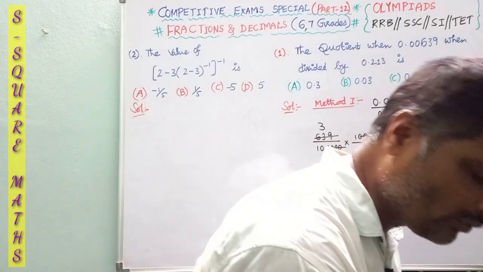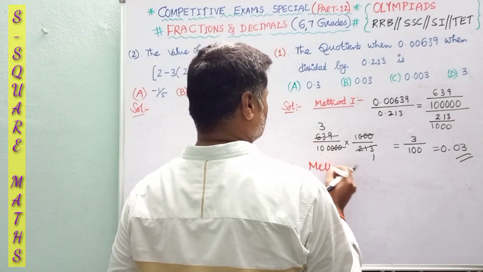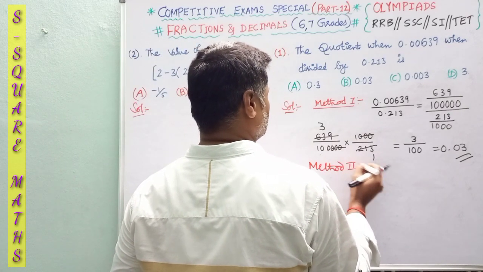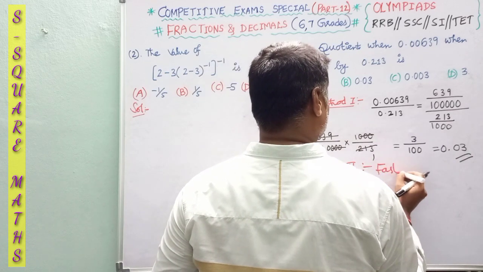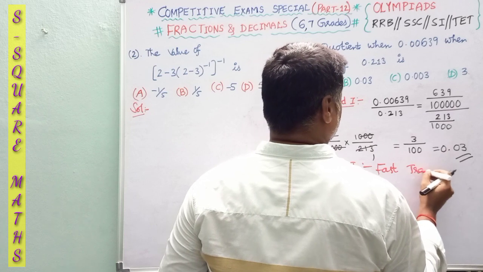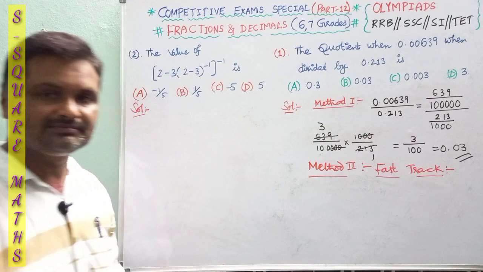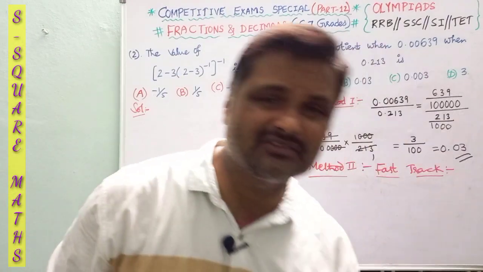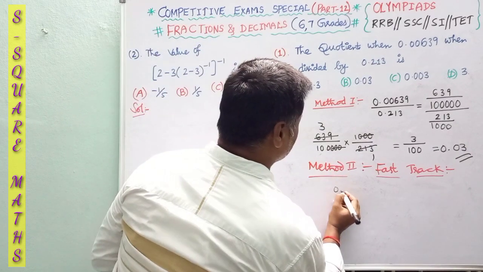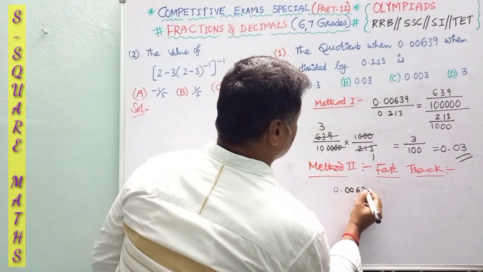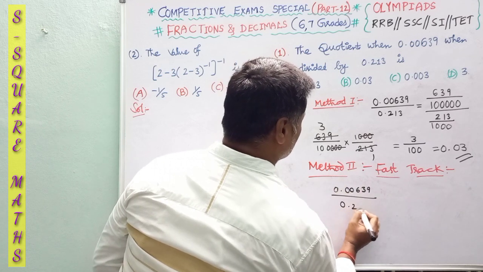Now here I am going for the fast track method, method 2, nothing but a shortcut method. Let us see what our shortcut is. Just write down here 0.00639 by 0.213.